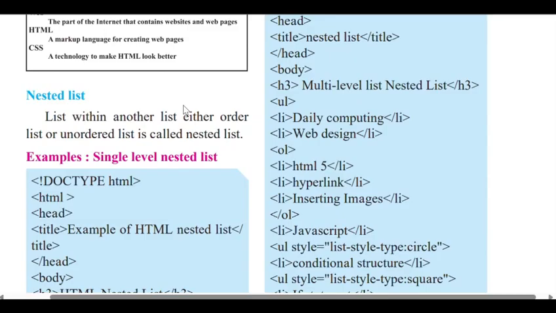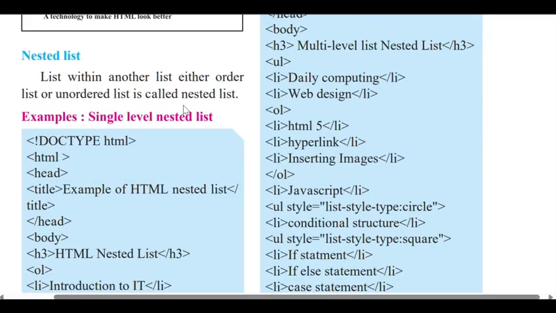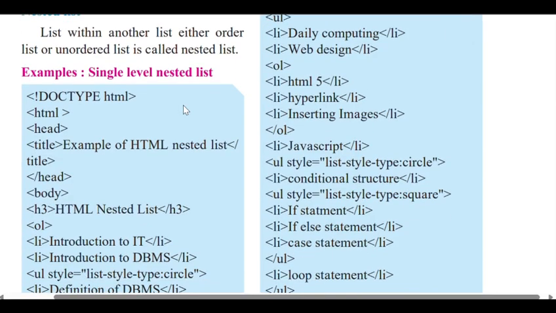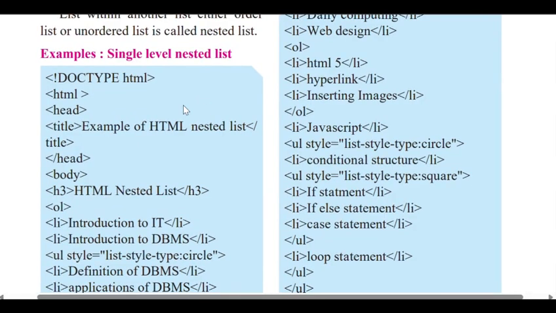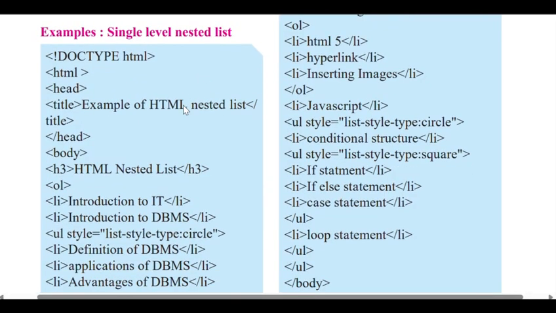Now we have another point, that is nested list. A list within another list, either ordered list or unordered list, is called a nested list. This definition can be asked in exam, or it can come for true or false. Now we have a nested list example.